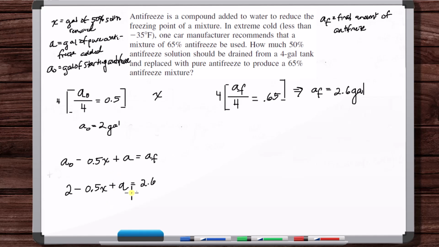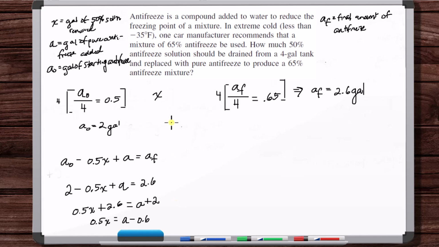So we need another relation here. I mean, let's simplify this equation. So let's add 0.5x to both sides. So we have 0.5x plus 2.6, and I'm flipping the equation. Okay, 0.5x plus 2.6 is equal to A plus 2. So if we subtract 2.6 from both sides, we get 2 minus 2.6 is minus 0.6.